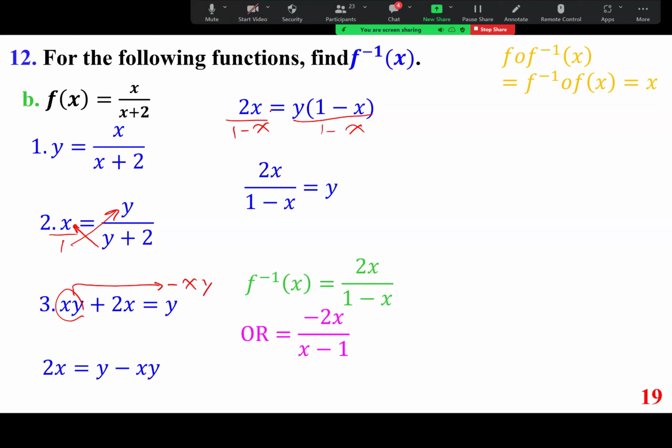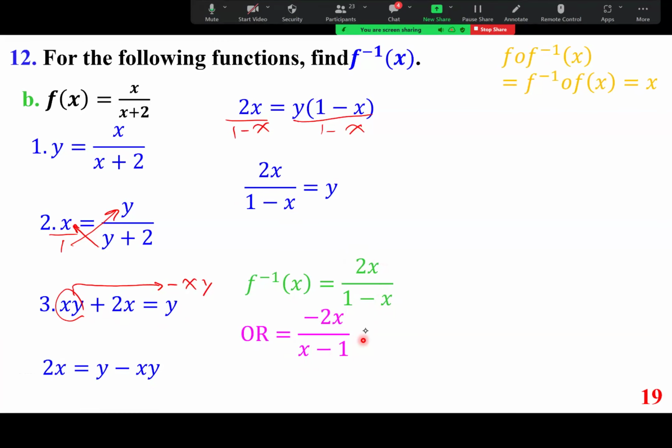Now, one thing I want to make a point of, why am I writing them two ways? Because the way you move things around here, if you had moved the Y over there and 2X here, you would have gotten this one. You would get minus 2X over minus 1 plus X, or X minus 1. So please understand, these two are identical. If you multiply the top and the bottom by negative, you get this one. So I'm giving you both so you see there is no difference between the two.